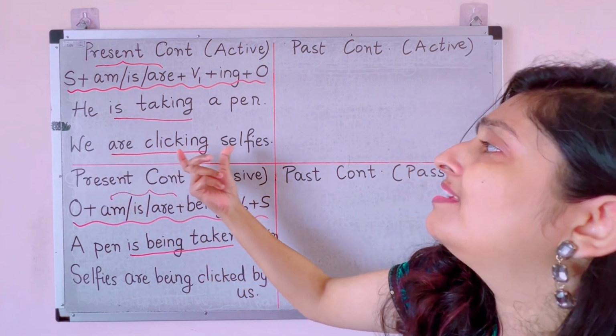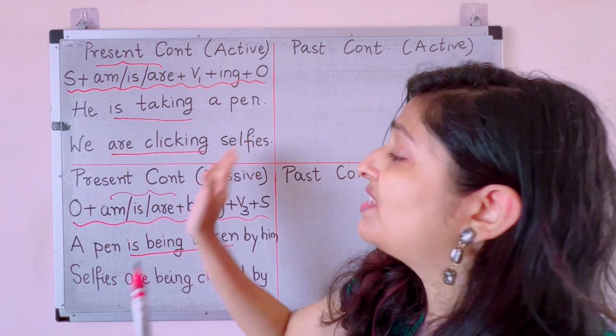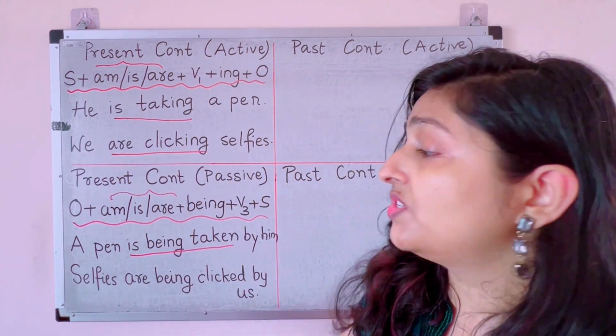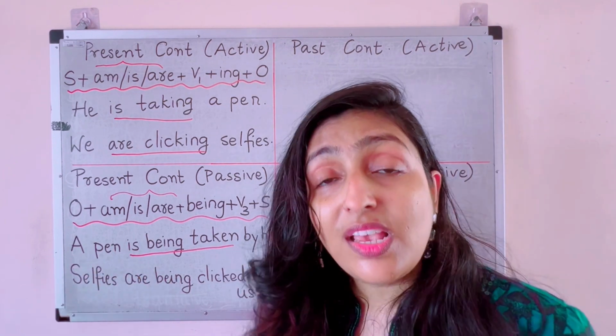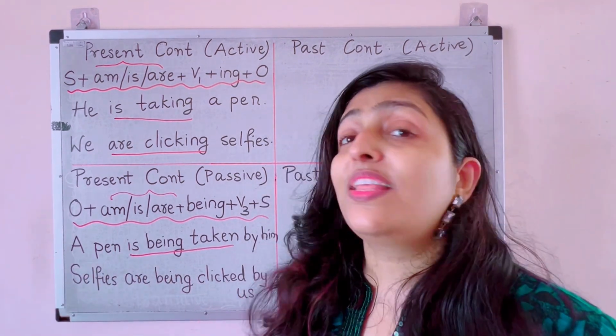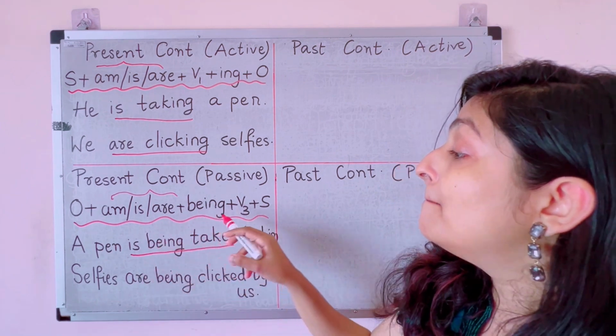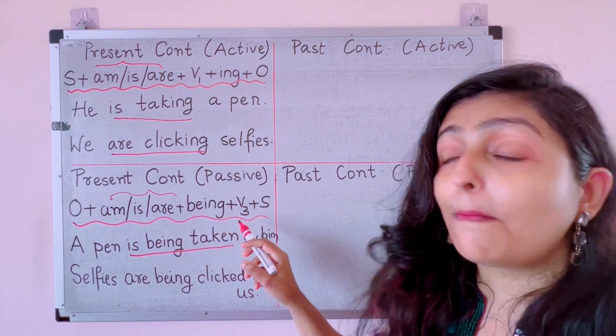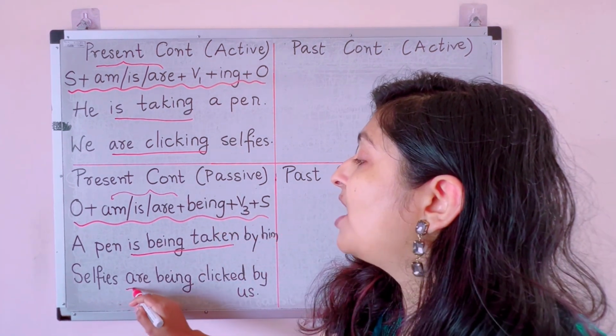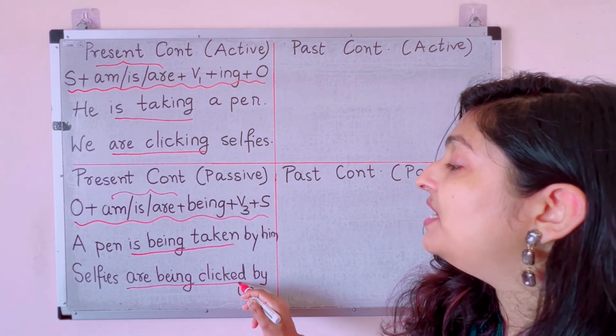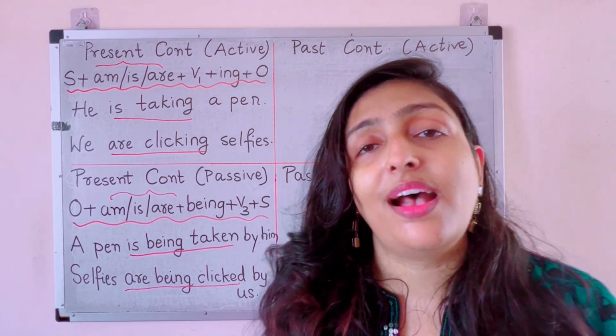We are clicking selfies. Selfies will come first. Selfies is plural. So which auxiliary will you choose? Are. Selfies are being clicked by us.